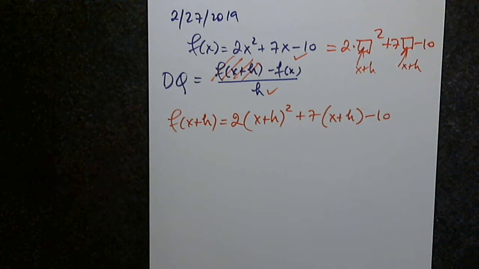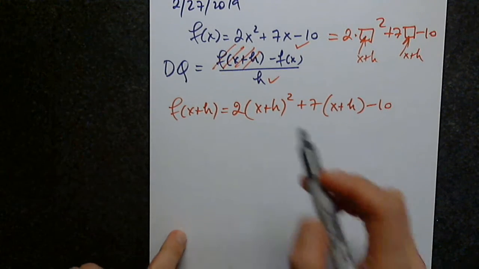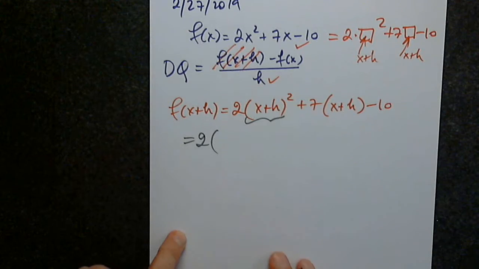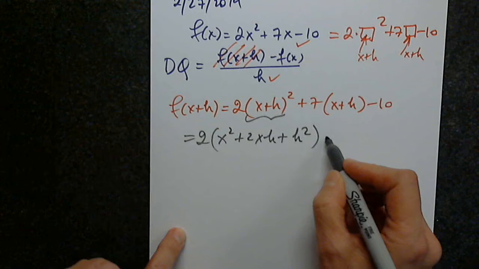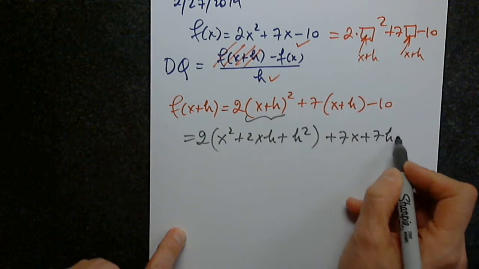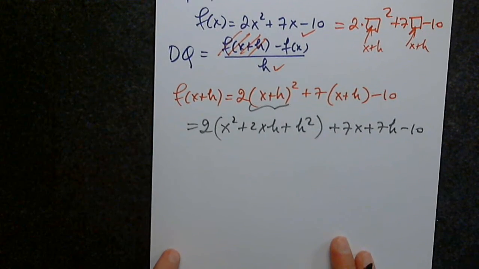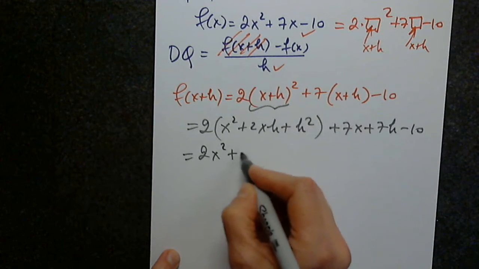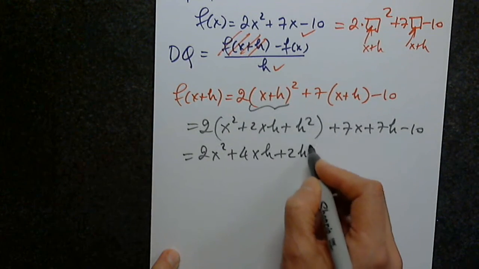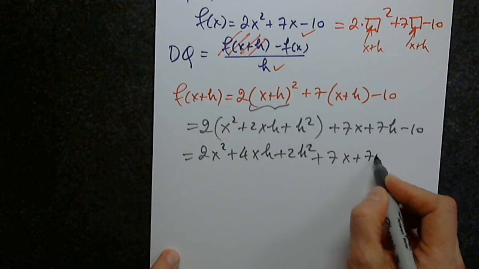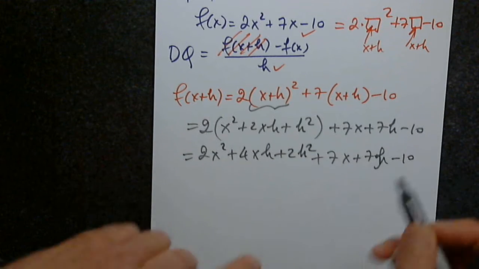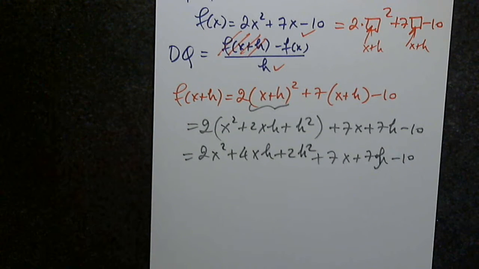Yes? But then we have to square first. So when I square this, remember from the first day of classes, we have x squared plus 2xh plus h squared, plus 7x plus 7h minus 10. And then I distribute the 2. I cannot distribute before I square, right? Is this okay? So once we get this taken care of, the rest should follow.